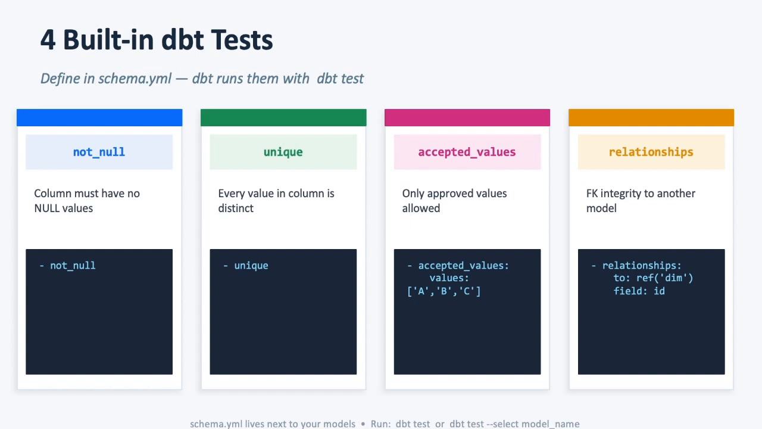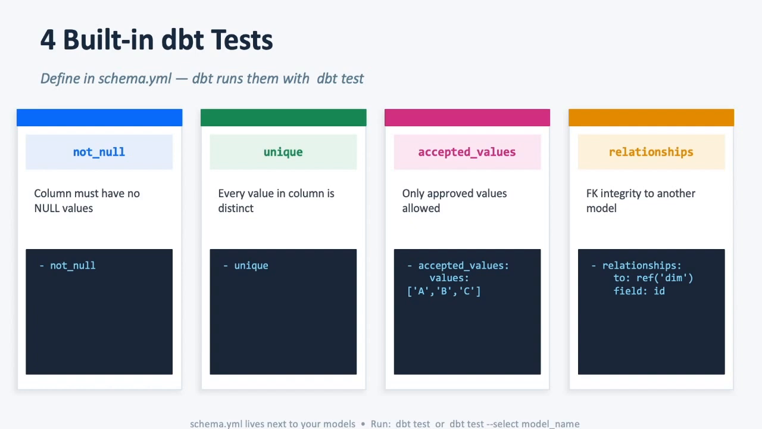The second built-in test is unique. This checks that every value in the column is distinct and no duplicates are present. This is great for primary keys. If your customer ID has duplicates, this test will catch it immediately.